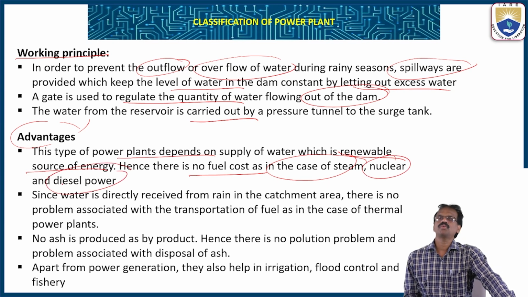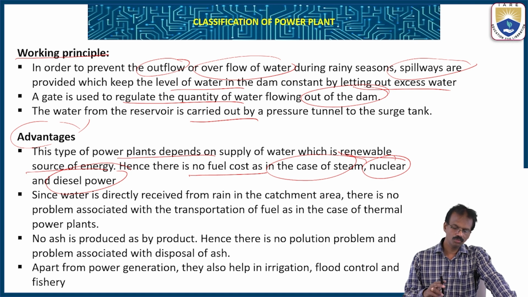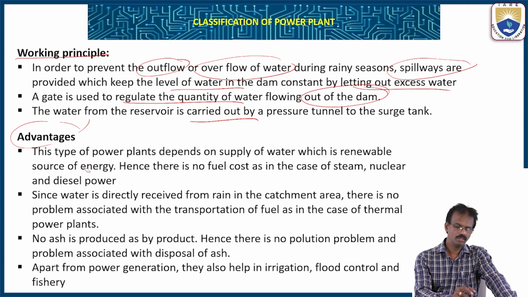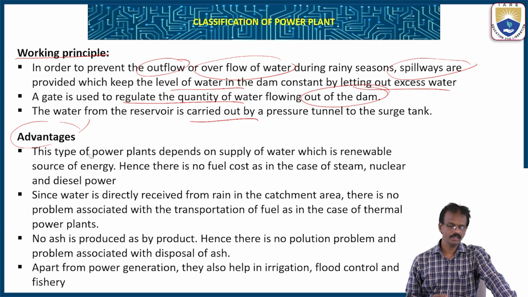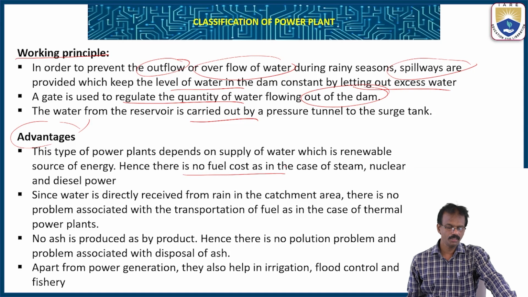In the steam power plant, nuclear power plant, or diesel power plant, we know that we require fuel, either coal or petrol or diesel. So here there is no need of any fuel. Water power is converted into electrical energy. So that is the main advantage of this power plant.